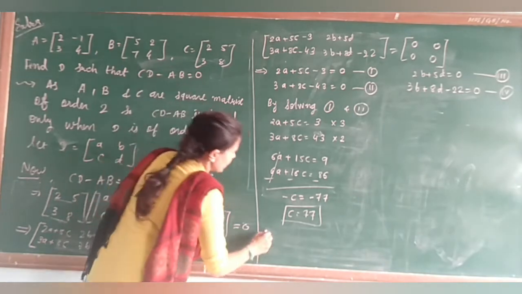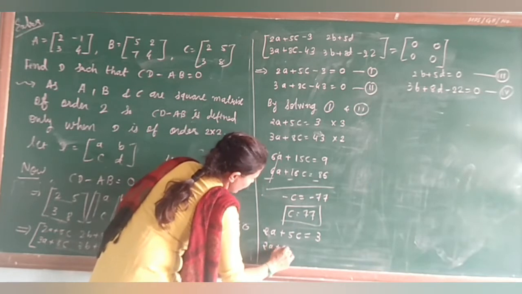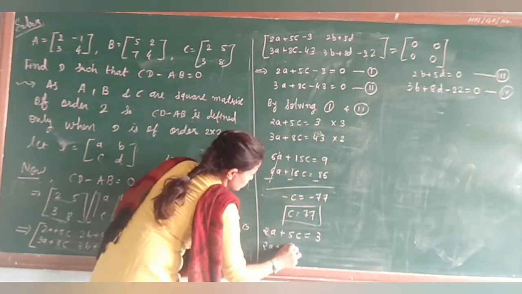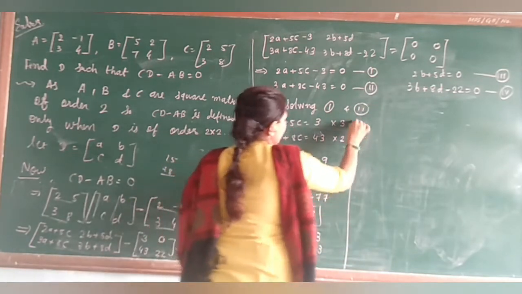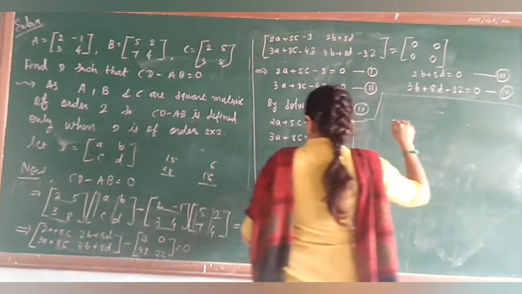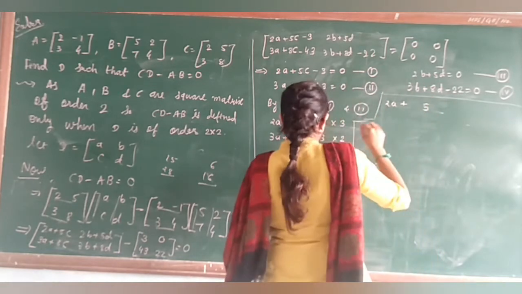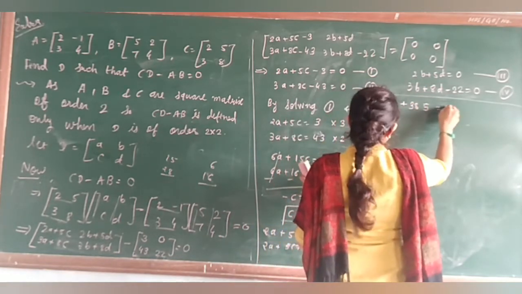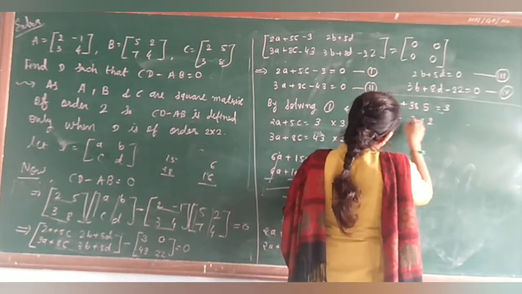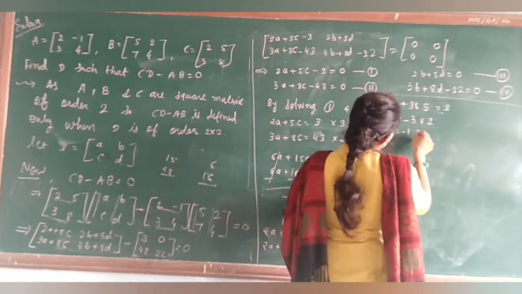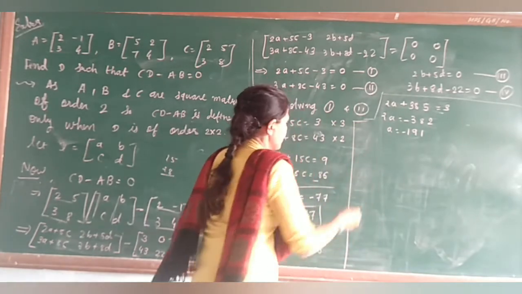Now let me find out a. So 2a plus 5c is equals to 3. So 2a plus 5 into 77. So find out 5 into 77 is equals to 385. So you will get here the solution. So 2a plus 385 is equals to 3. So 2a is equals to 3 minus 385. So minus 382. So a is equals to minus 191. Okay. So this is the solution for a and c.